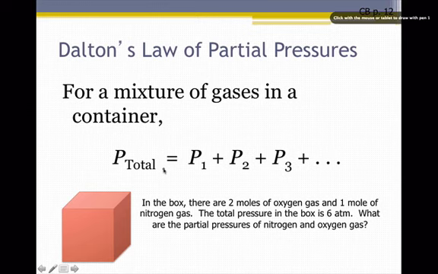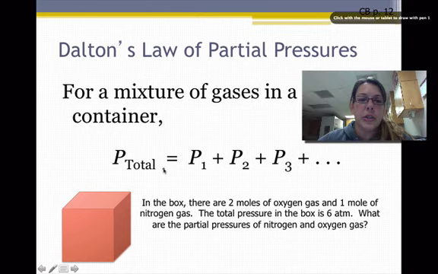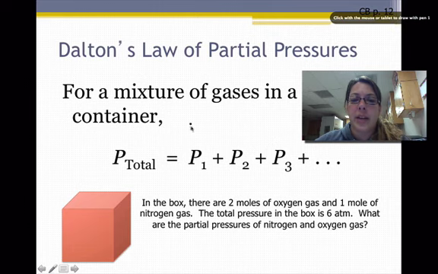Okay, the next thing we're going to talk about is Dalton's law of partial pressures. So this is for mixtures of gases that we have in a container. P total, so total pressure in the container, is equal to the sum of the individual pressures of all the gases. So if you have a mixture of 10 gases, you're going to have to add up the individual pressures of all 10 gases.